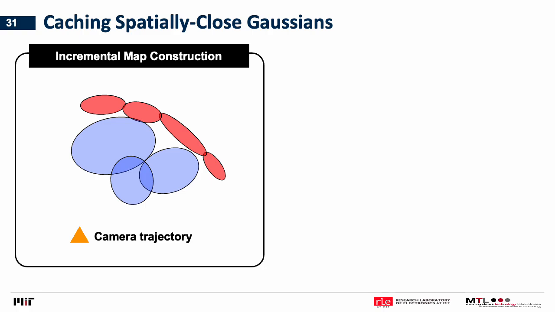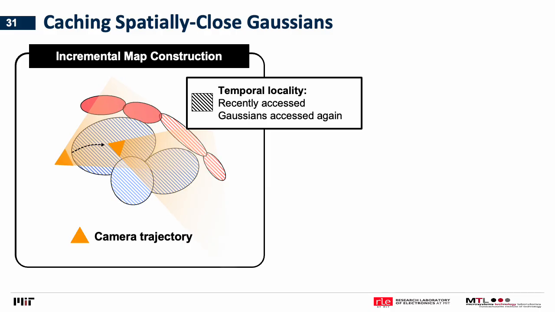Let's see a simple example. On the left-hand side, we show a Gaussian map under a bird's-eye view. During incremental construction, the robot moves from one location to the next. The camera, shown in orange, sees a similar set of Gaussians, highlighted in stripes. We see this access pattern has pretty good temporal locality.